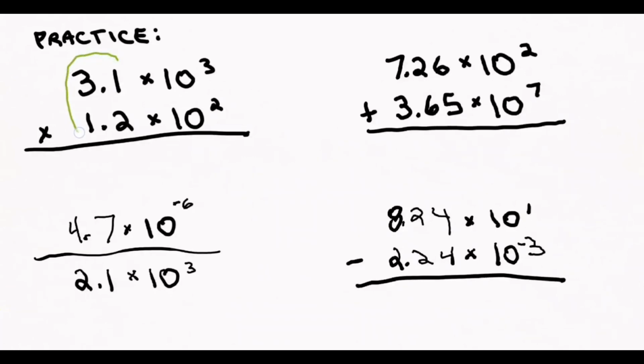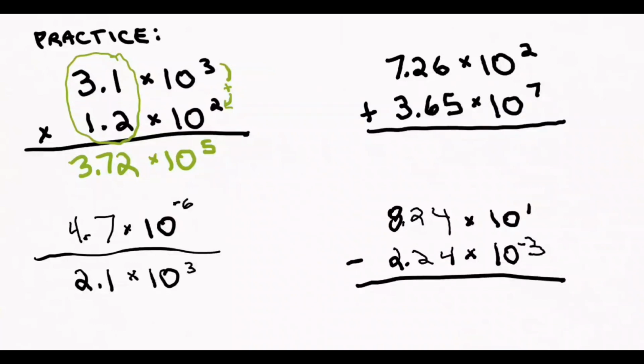So the first thing you're going to do is we just multiply these numbers like normal. So 3.1 times 1.2, and that answer is 3.72. We're going to drop down this times 10. We just don't know what the exponent is going to be. So in multiplication, we're just going to add these up. 3 plus 2 is 5. So the answer is 3.72 times 10 to the 5th.